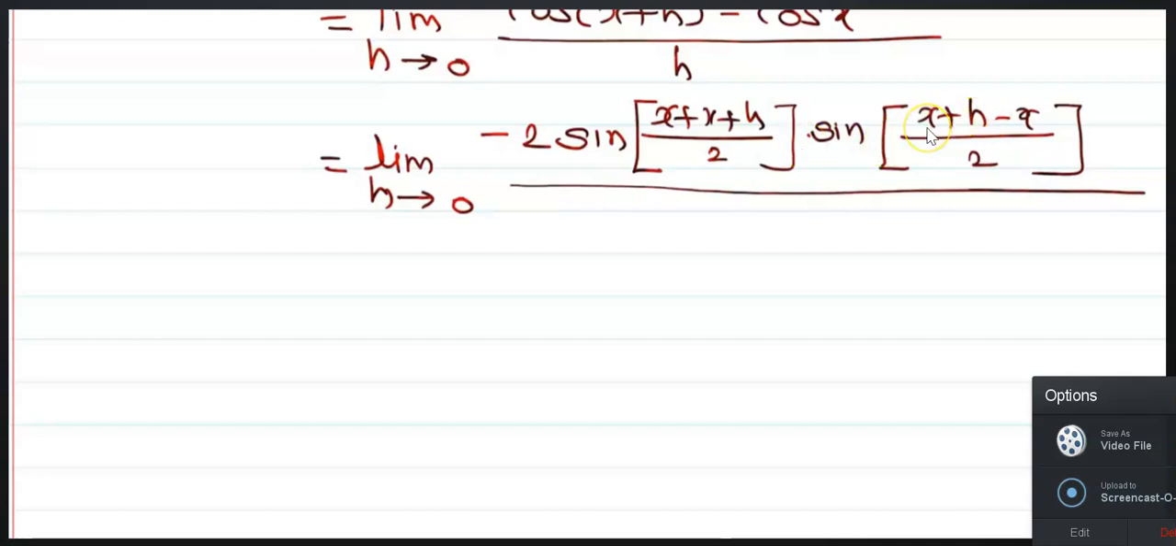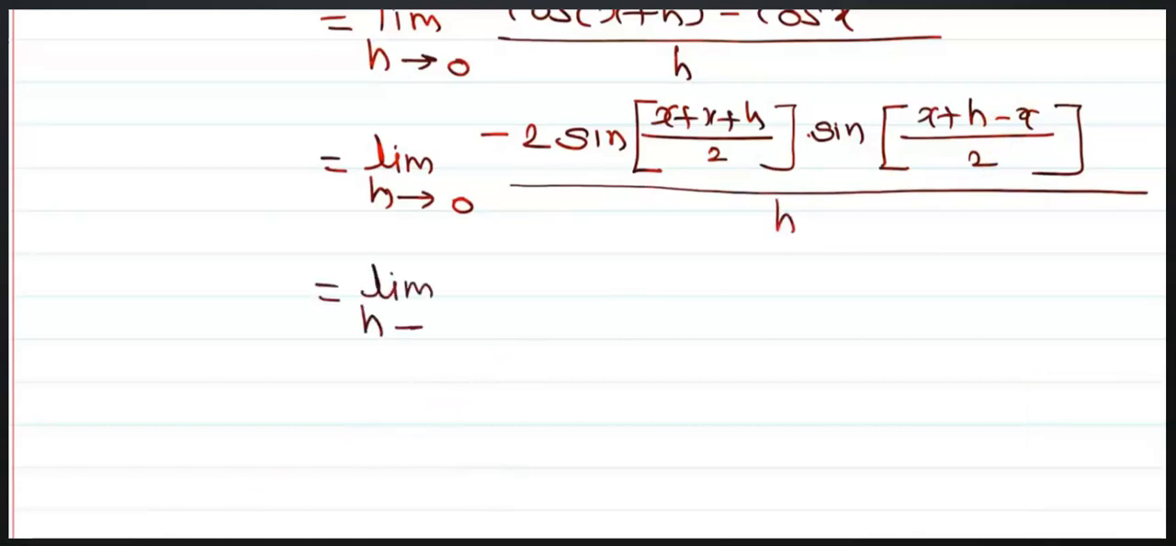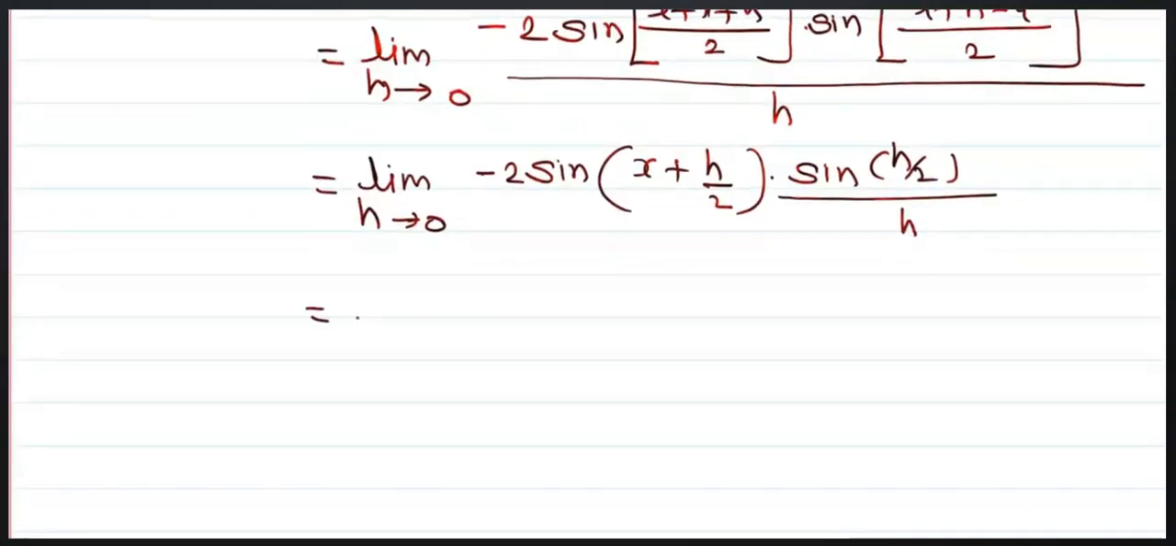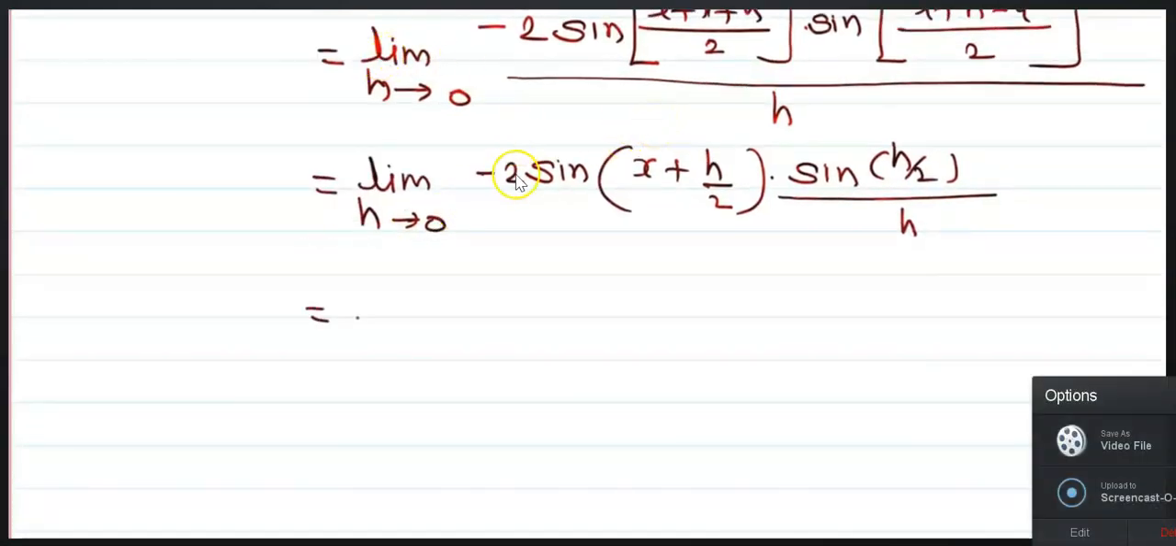And now what will happen here? x minus x gets cancelled and you will get h upon 2. Limit h tends to 0, this is the simplification. What about here? Minus 2 times sine of x plus h upon 2 into sine of h upon 2 upon h. Now here we have sine of h upon 2, and we need the same angle in the denominator, that is h upon 2. So from where will we take that 2? We will take it from here. This 2 can be written as h upon 2.